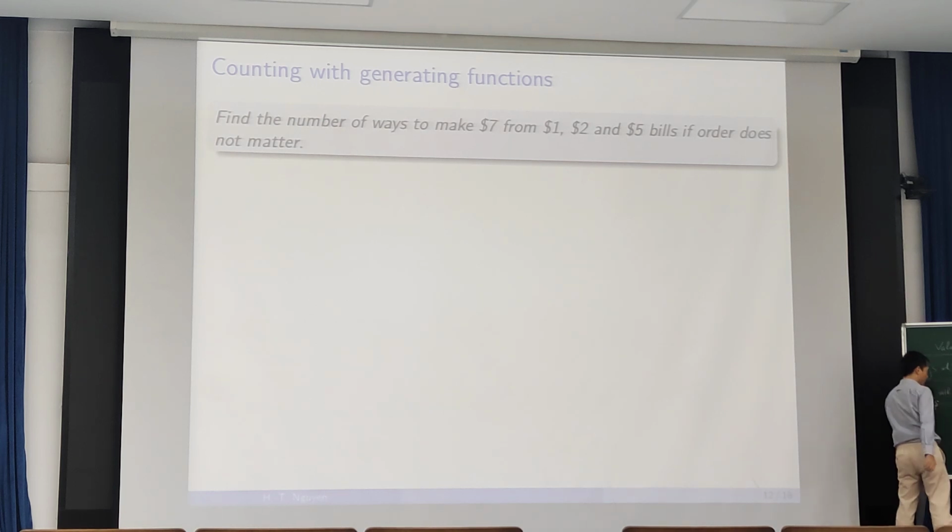You can see that it is the same with the $5 notes. Here you have one way to make $0. You have one way to make $5. And all the other values, you cannot make with only $5 notes, so you have 0 elsewhere. In your sum, all the terms corresponding to exponents not divisible by 5 are 0. And for the multiples of 5, you have only one way, so all the coefficients are 1.